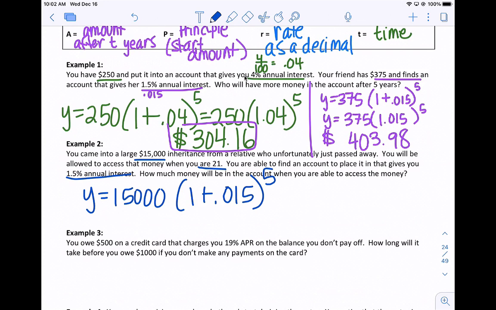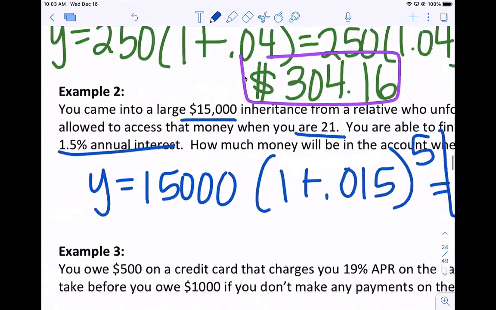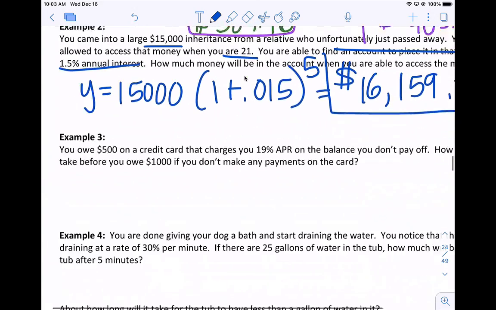So I'm just going to type in this right here for 5 years. And at that time, you'll have $16,159.26. So you've made over $1,000 just on interest for leaving it in there for 5 years. All right, so again, you want your starting value, the 1 plus if it's increasing, 1 minus if it's decreasing, and then your time as the exponent.